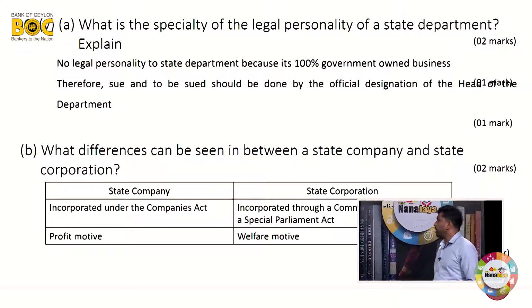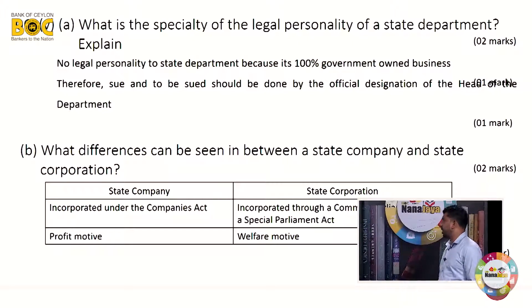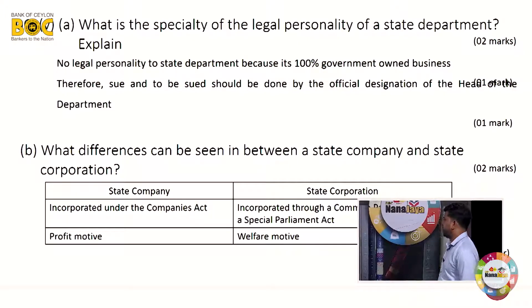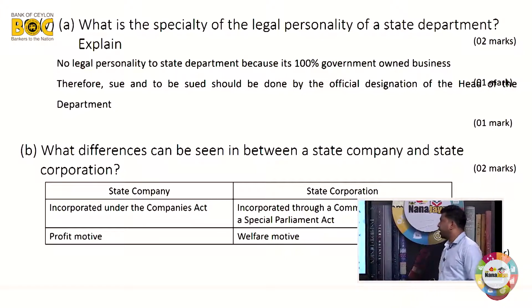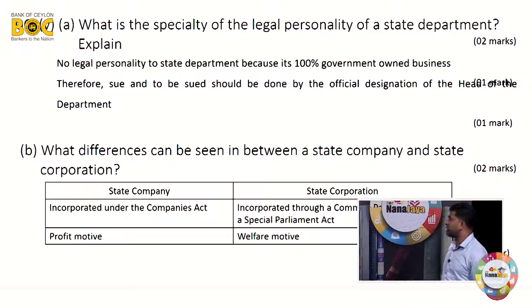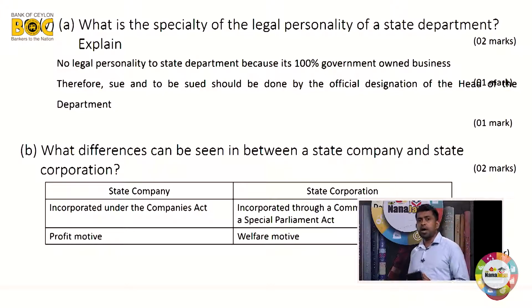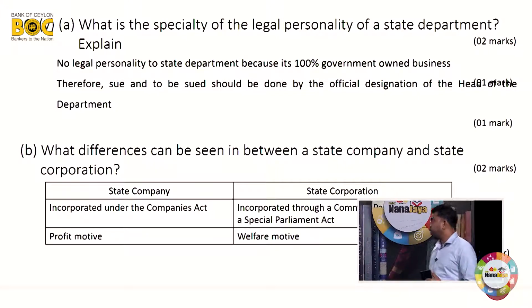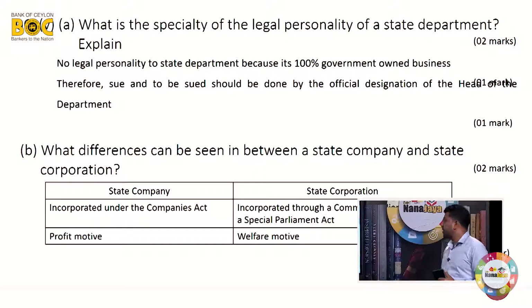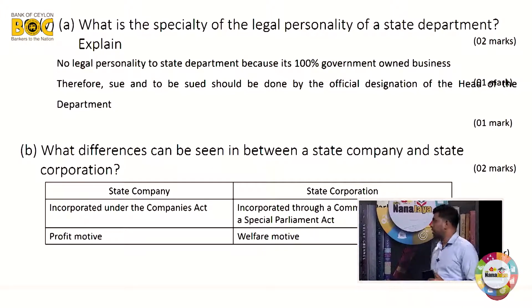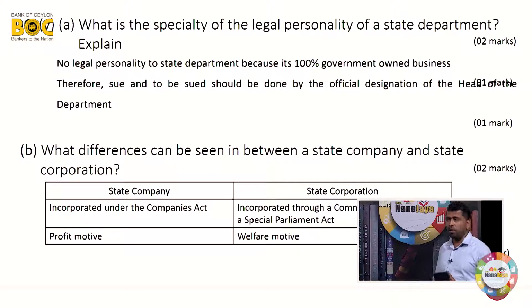Part B, what differences can be seen between a state company and a state corporation? State companies are incorporated under the Companies Act, and state corporations are established under a Common Parliament Act or Special Parliament Act. State companies have a profit motive, but state corporations carry out their business activities with the motive of welfare.